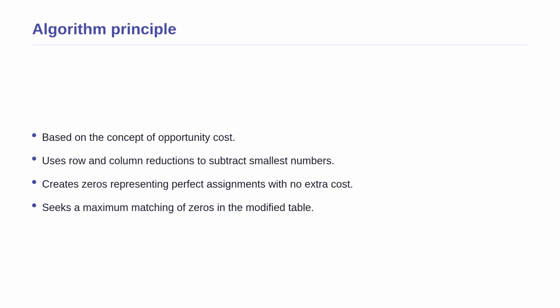This formula we just saw leads us to an important question. How do we actually find that minimum cost? The core principle behind the Hungarian method is the concept of opportunity cost, which is the extra price you pay for not making the absolute best choice. The algorithm uses a process called row and column reductions to subtract the smallest numbers, creating zeros in our cost matrix. A zero represents a perfect assignment where there is no extra opportunity cost. The algorithm then tries to find a maximum matching of these zeros.